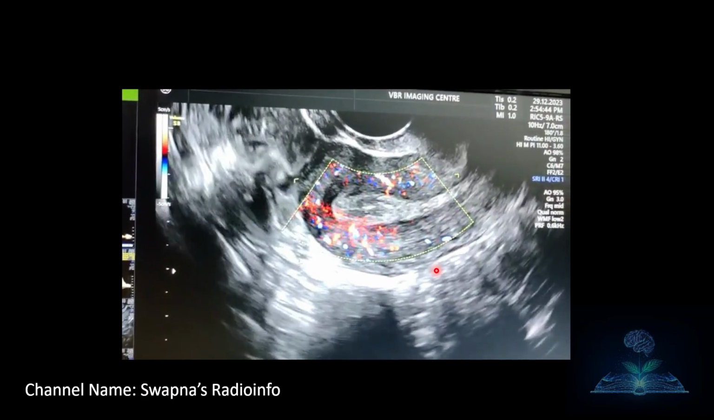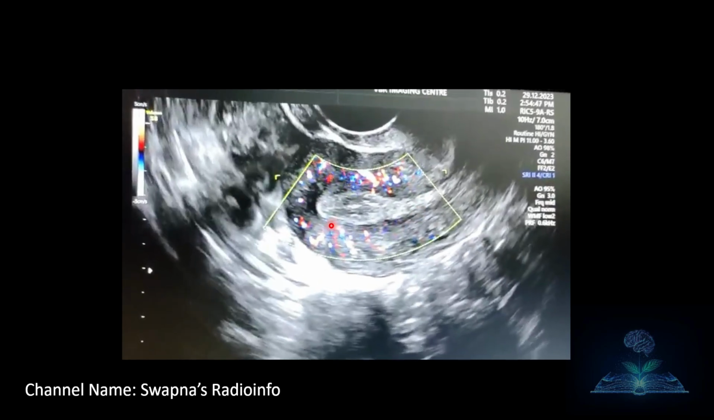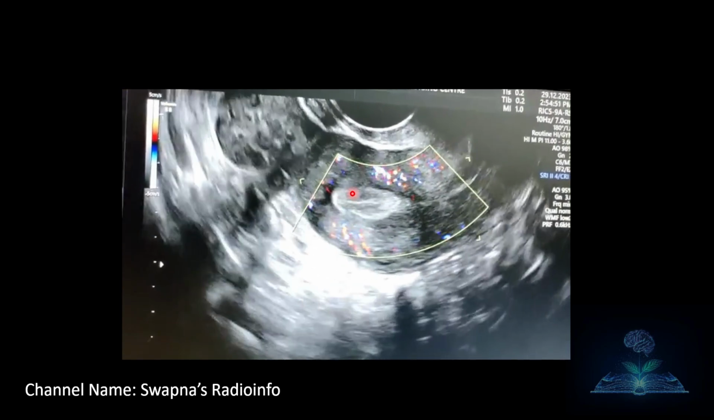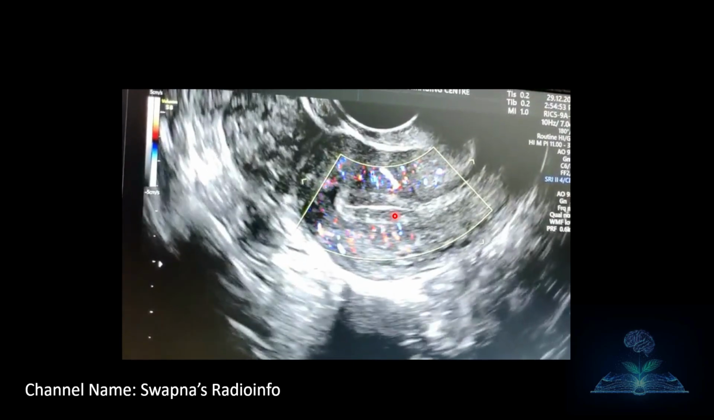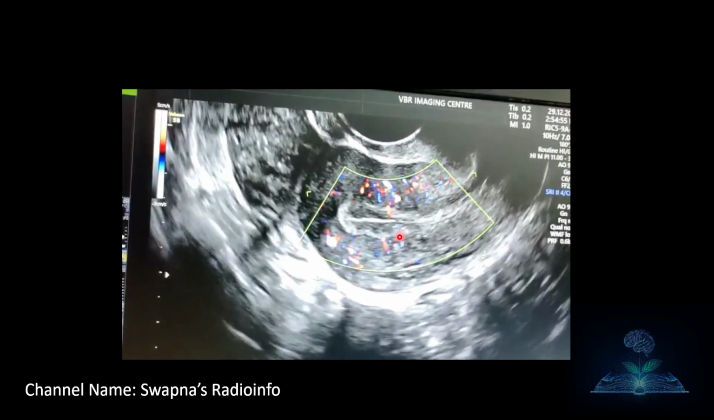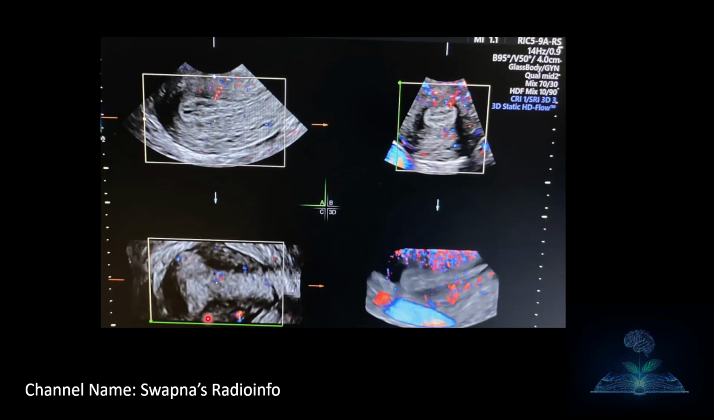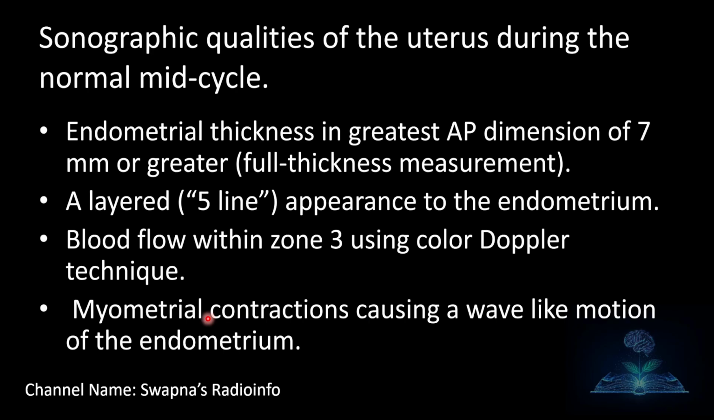In this image, you can see the vascularity within the myometrium, inside the arcuate vessels. So this is very good. And you can see the triple line endometrium here, and you can see the sparse blood flow in zone 3. These are the 3D reconstructed images in the sagittal, axial, and coronal planes of the uterus, showing the sparse blood flow in zone 3. This is a similar image.